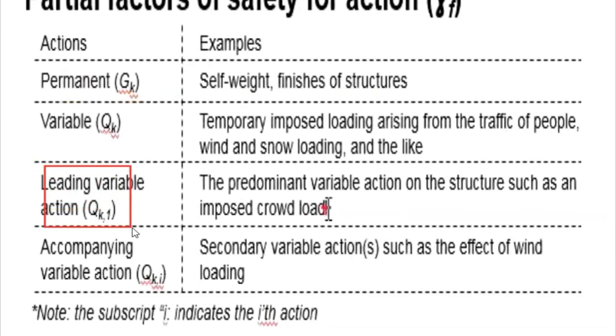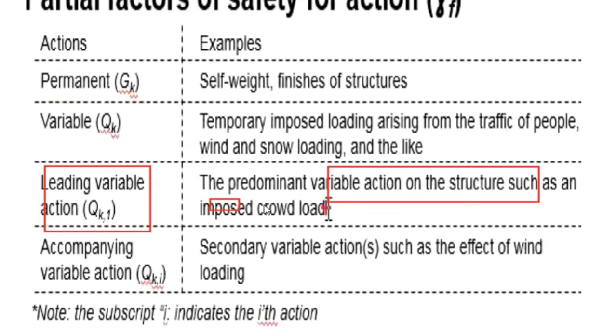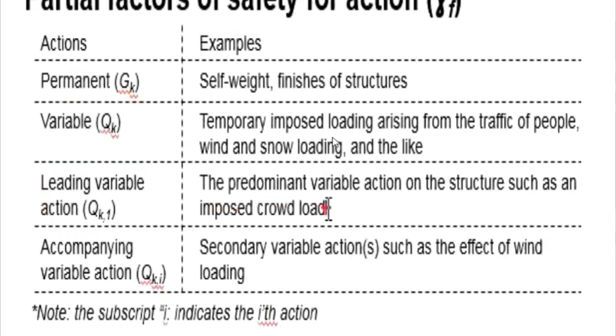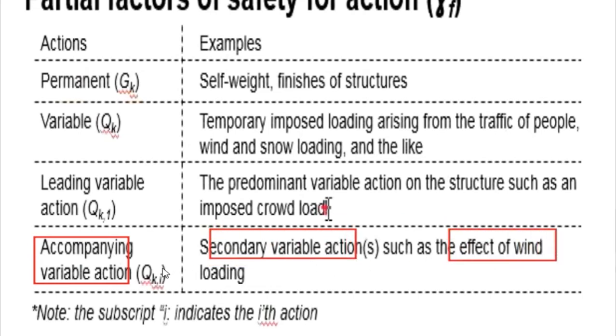Now the leading variable action is like the imposed load, like the transient load or dynamic load. That we call the leading load, like any dynamic load or movable load. Now the accompanied variable load is the secondary action, such as the effect of wind loading. These are considered as accompanied variable load, or Qk, or Qk1. This is Qk1.